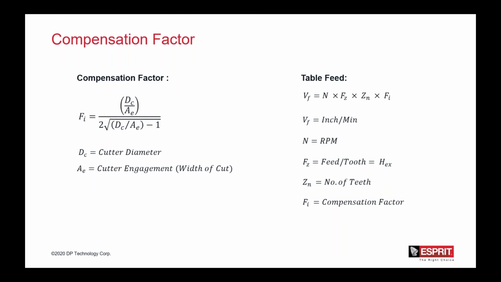All right, so I've been talking about increased feed rates. One of the ways you come about these increased feed rates is by creating what's called the compensation factor. This is the formula for the compensation factor, and this will give you how many times you can multiply the feed rate by the compensation factor.